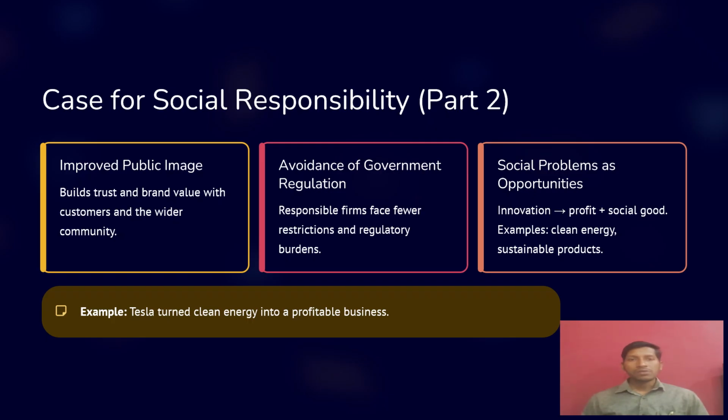Now, a rhetorical question: can a social problem actually be a business opportunity? The answer is yes. It is our fifth point: problems can become profits. If a business uses its innovative ability to solve a social problem like creating affordable clean energy, it can actually make a profit while doing good. For example, government imposes pollution control laws on factories to protect the environment.